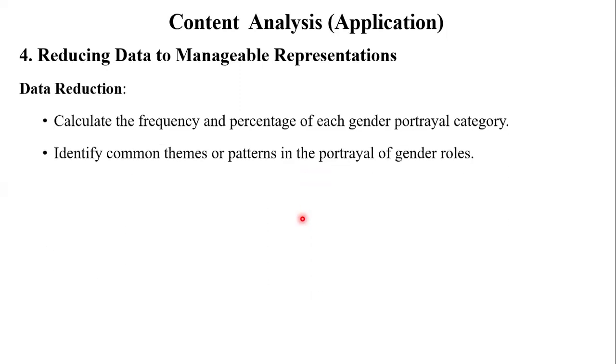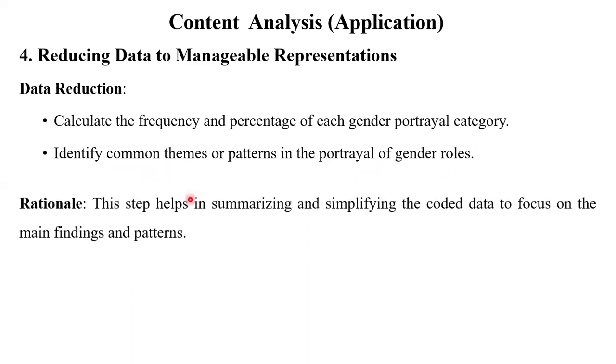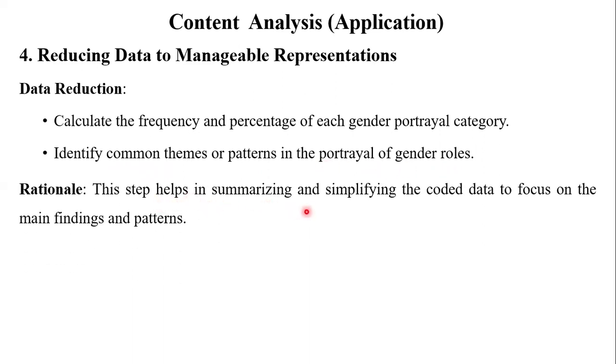The next step, the fourth one, is reducing the data to manageable representations. So we will reduce the data, we will reduce some of the codes. We calculate the frequency and percentage of each gender portrayal category, and identify common themes or patterns in the portrayal of gender roles. This step helps in summarizing and simplifying the coded data to focus on the main findings and patterns.